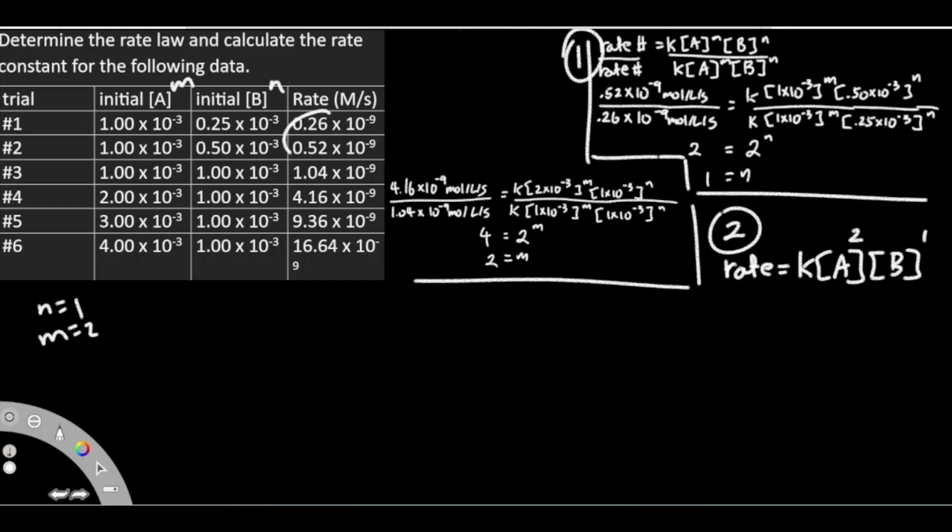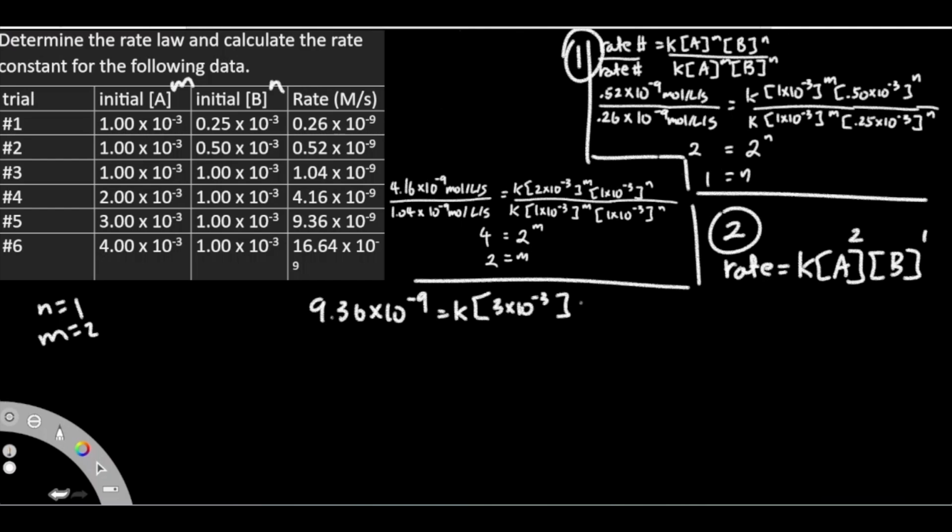I know we've used 1 and 2 so far, and we've used 3 and 4. So I'm just going to randomly choose number 5, just to prove that it doesn't really matter which trial you use. As long as you have your exponents, you are good to go. So let's use this one here. We'll use trial number 5. So we'll have 9.36, and we're just going to follow this formula over here. So we'll get 9.36 times 10 to the negative 9, and then you have your K, and then you have your A. Your A in that trial is going to be 3 times 10 to the negative 3.